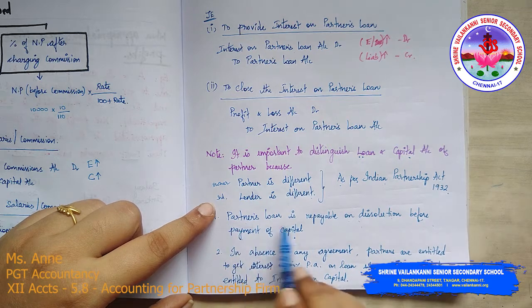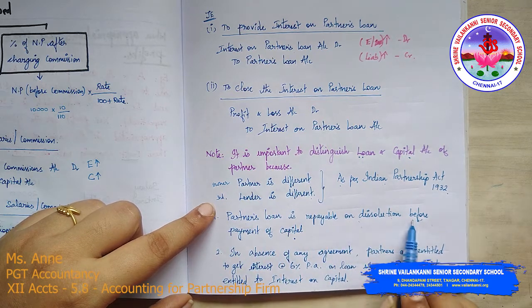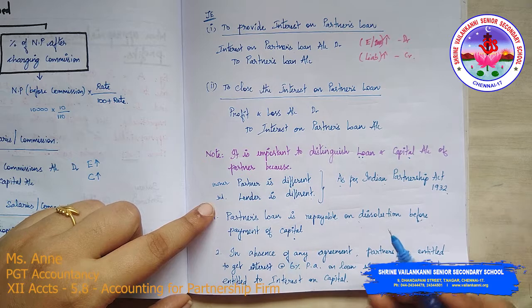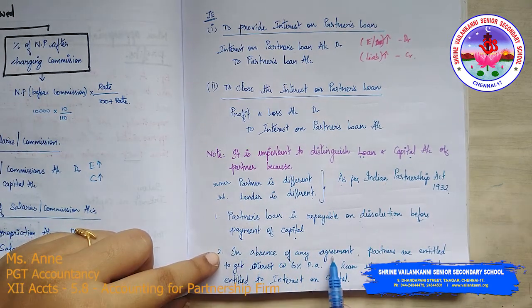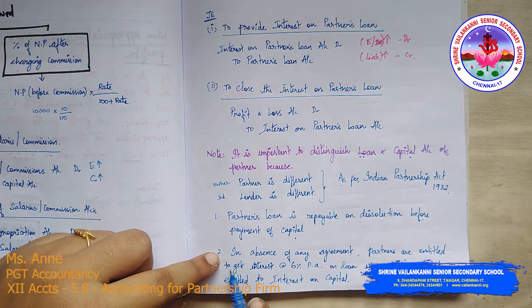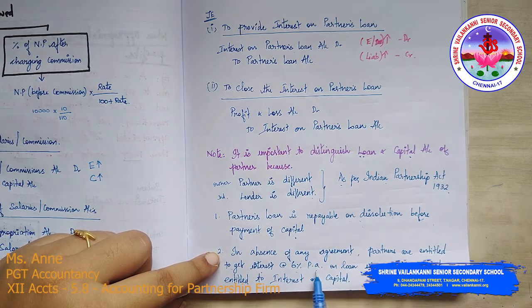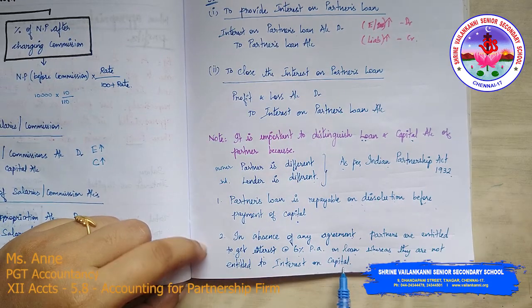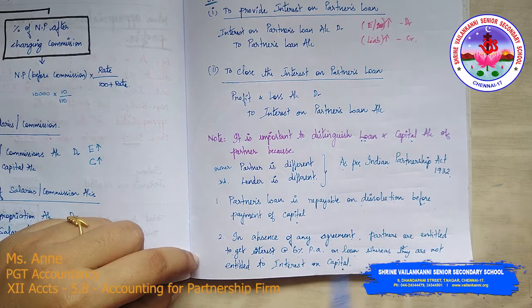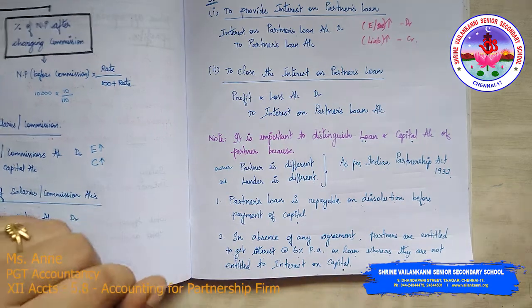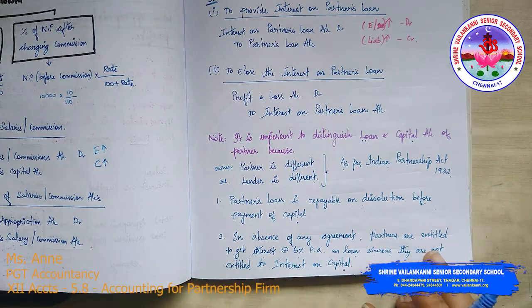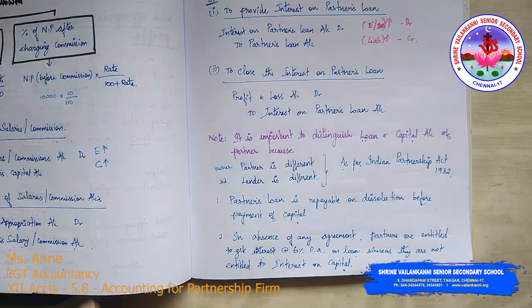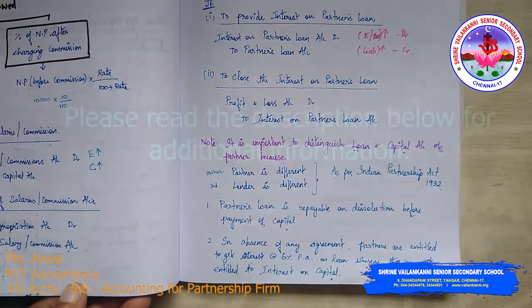So that's why partner's loan is repayable on dissolution before payment of capital, and in the absence of any agreement, partners are entitled to get interest at 6% per annum on loan, whereas they are not entitled to interest on capital. This we are already aware of. So these things, please make sure that you learn it correctly. I'll see you in the next video class.